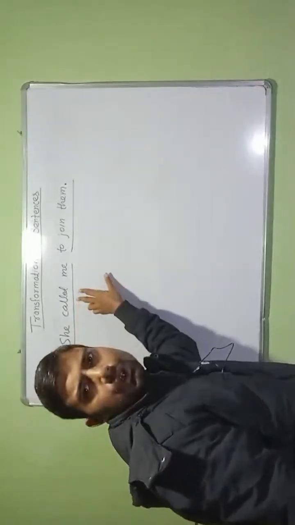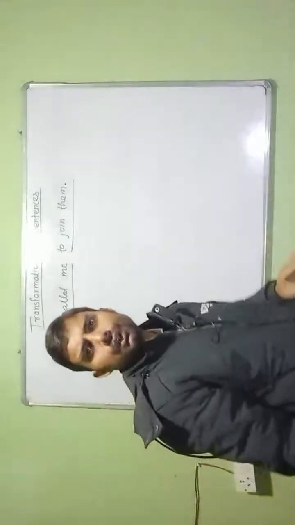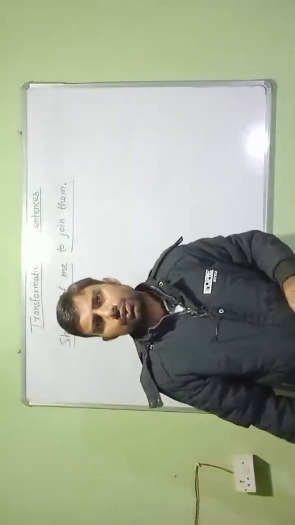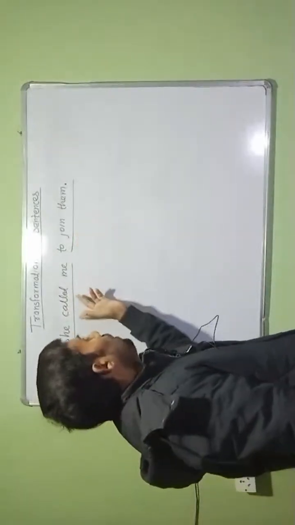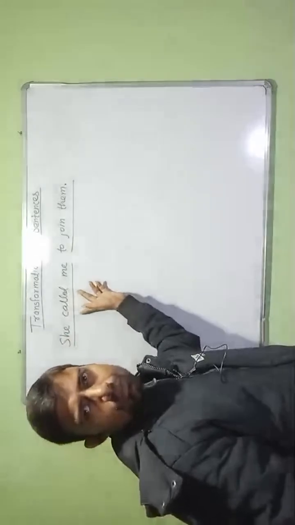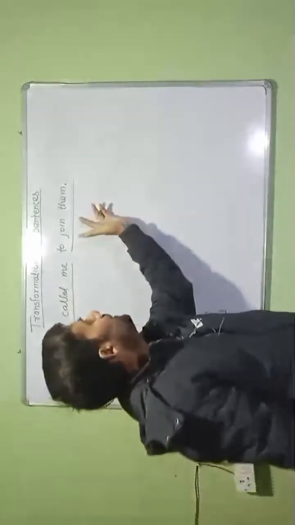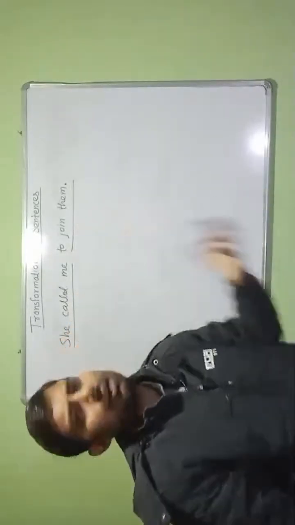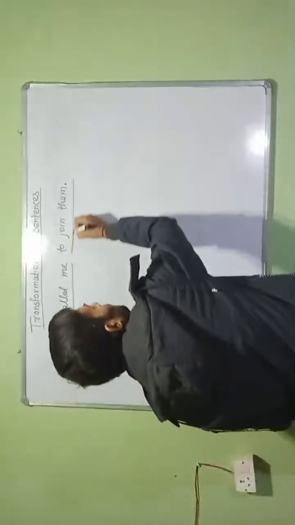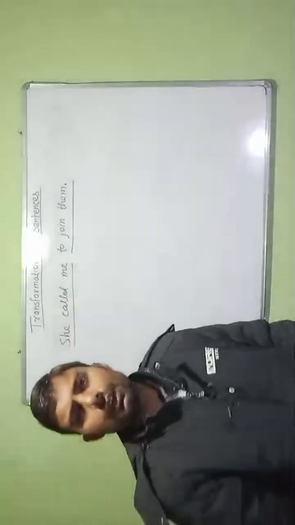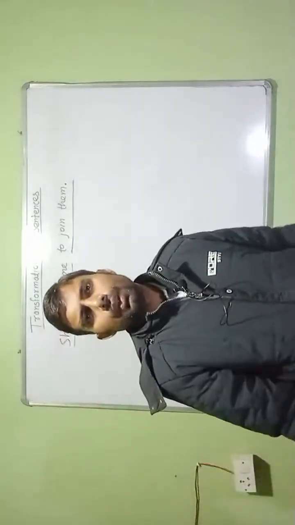So basically a clause must have a subject and verb combination, which I have already discussed with you in my previous videos as well. This is a clause. A phrase must not have the combination of subject and verb. So here, to join them, this part does not have a subject verb combination.